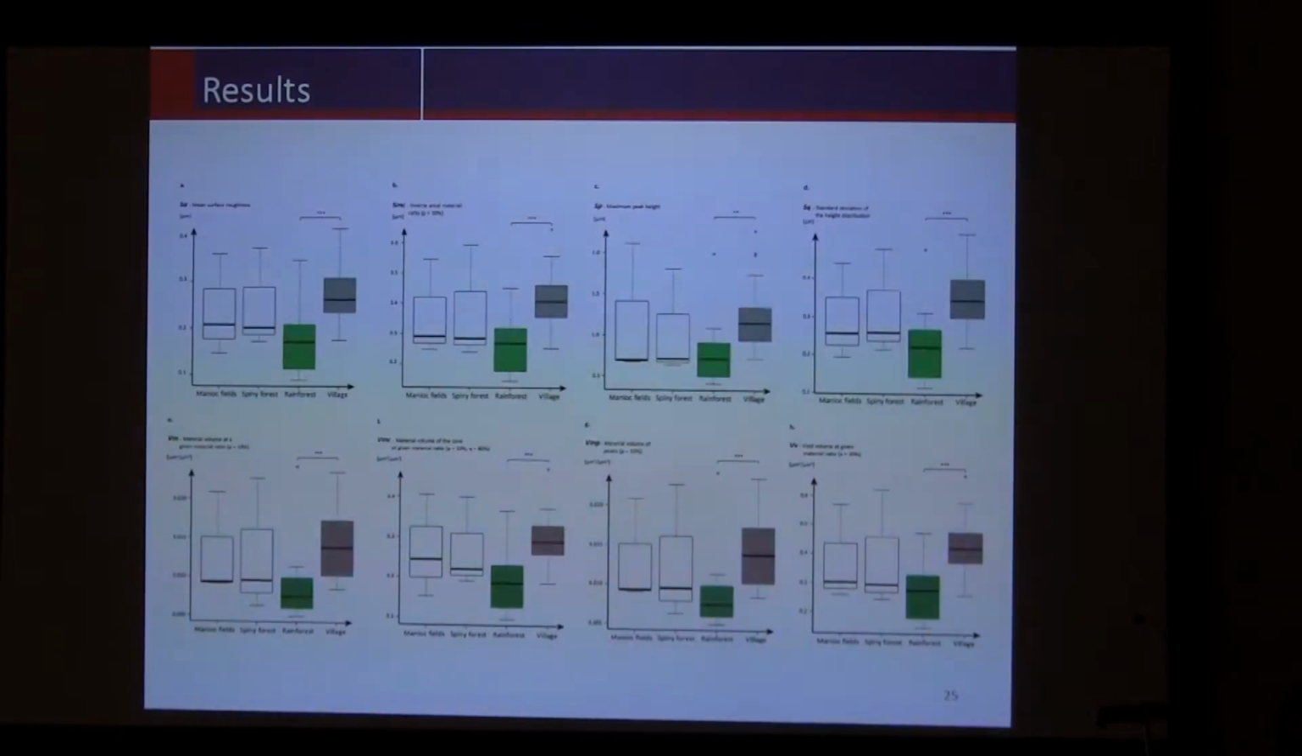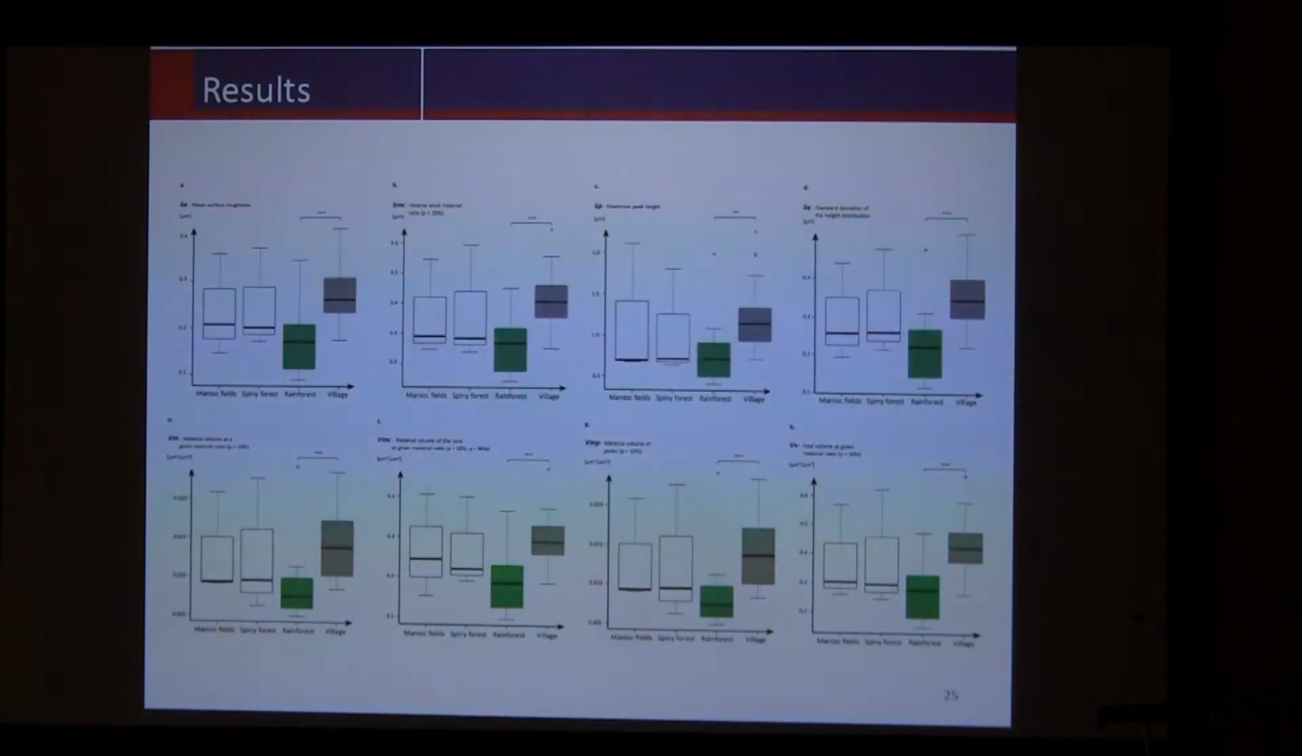But I don't want to discuss what they mean, because generally they all mean the same. If we have high parameter values, we have a high surface roughness. And so low parameter values correspond to low surface roughness, so a relatively even surface. And as you can see, there is a general trend that is present in all these parameters. We always have a highly significant difference between the village sample and the rainforest sample.